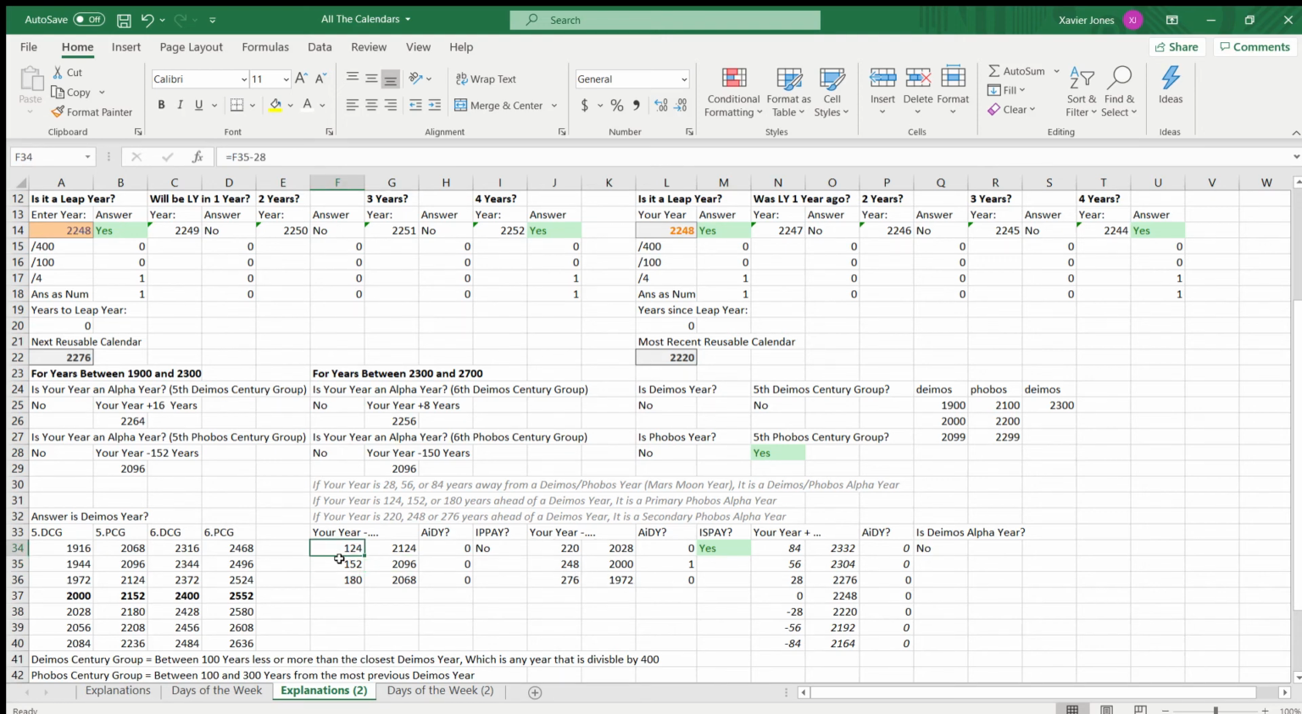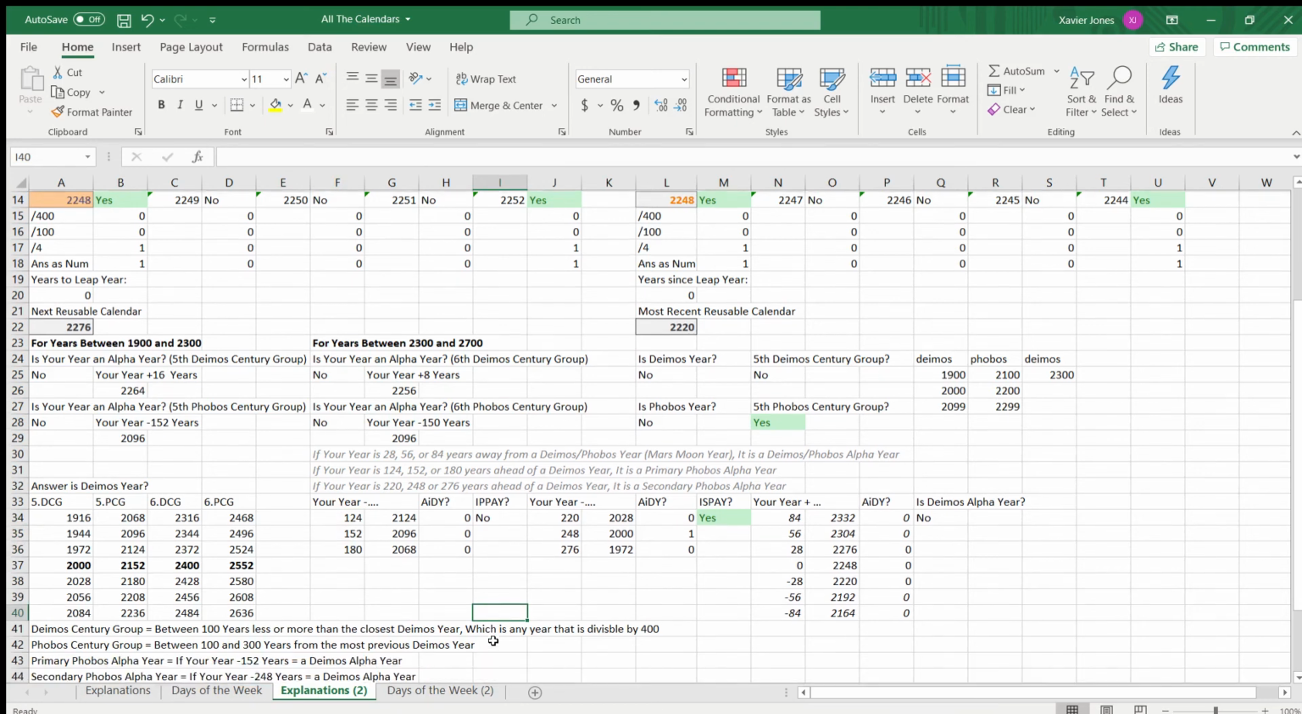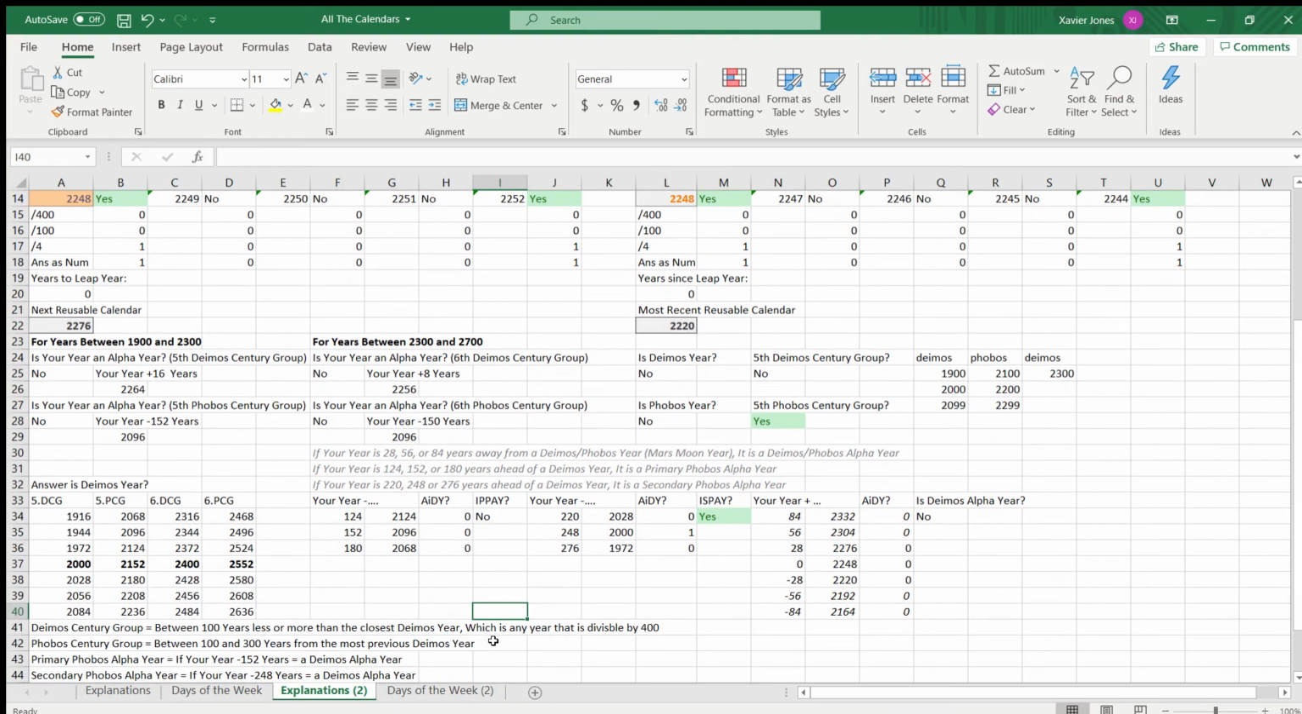I should probably make these different cell styles, perhaps. I don't know what cell style I would want to do. Whatever, I'll just leave it. So yeah, simple enough. Now this isn't entirely accurate. This isn't accurate for our Phobos years, so you can ignore these right here. These are incorrect.